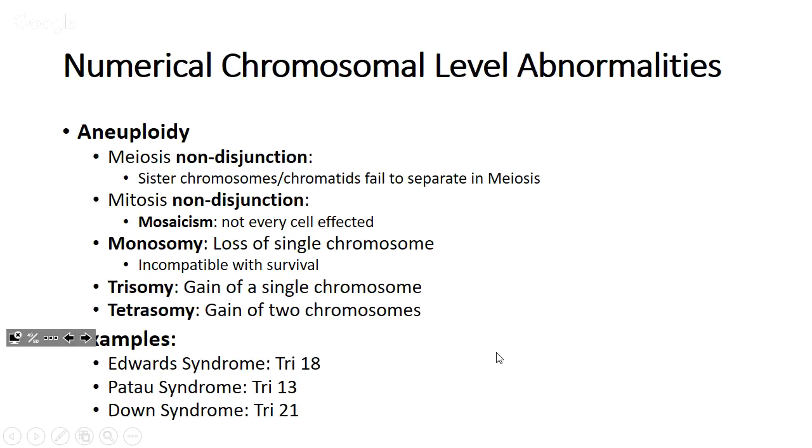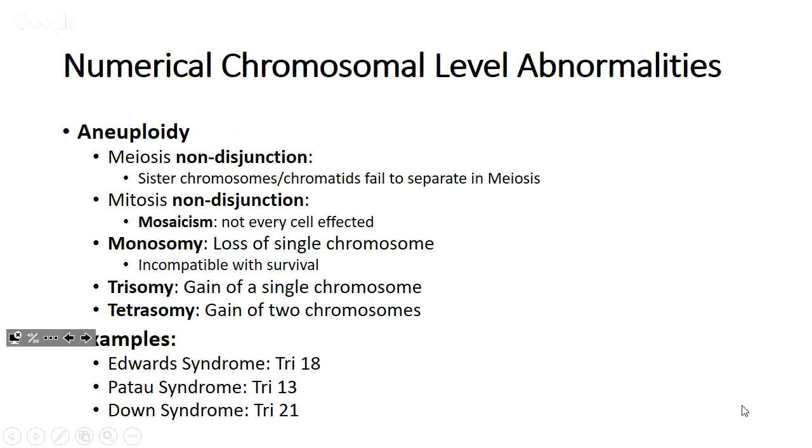So you can have meiosis non-disjunction or mitosis non-disjunction, which just means that you've got more than the required number of chromosomes showing up in the created cell, or you can end up with monosomy, which just means that there is a loss of a single chromosome of a particular number. You can have trisomy, which is 3, or tetrasomy, which is the gain of 2 chromosomes.